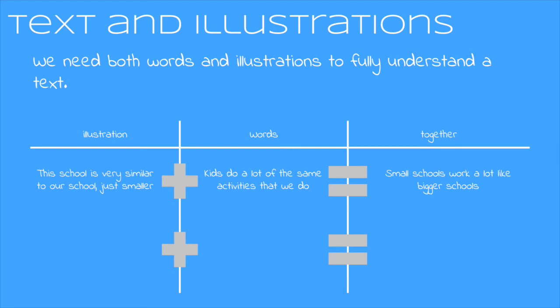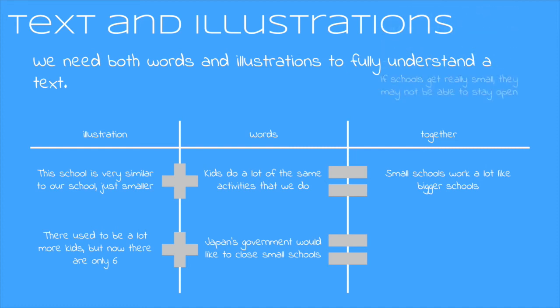Let's take a look at the second illustration. This illustration is telling us that there used to be a lot more kids, but now there are only 6 at this school. And the words tell us that Japan's government would like to close small schools. So together we can figure out that if schools get really small, they may not be able to stay open.